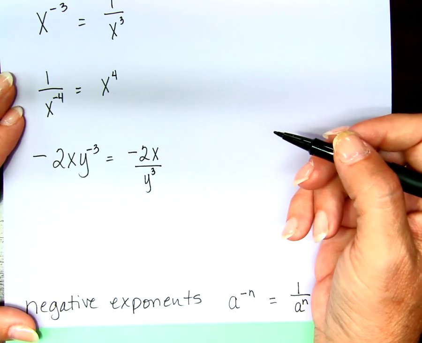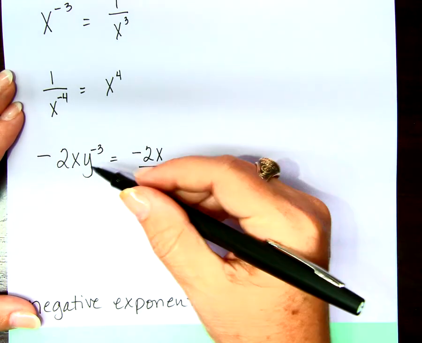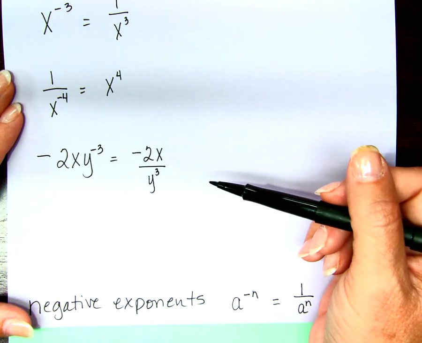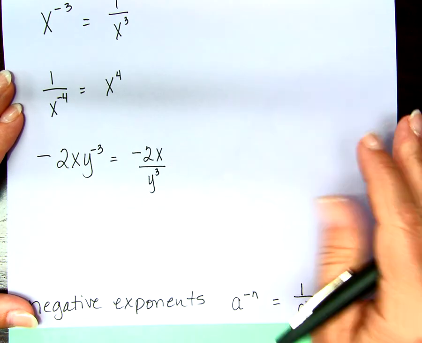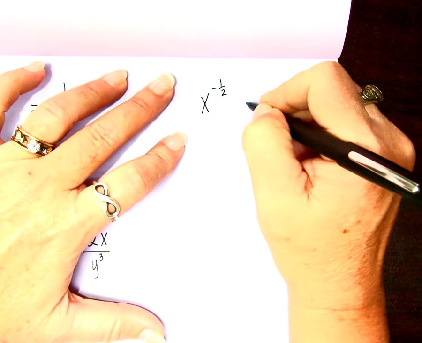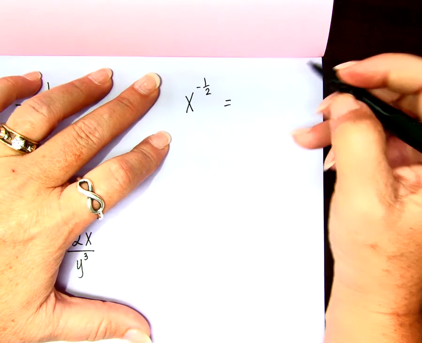Is that silly? Is that mathematically sound discussion? No, but will it help you remember when to move negative exponents? I hope so. Okay. So what about x to the negative 1/2? What is that the same as?